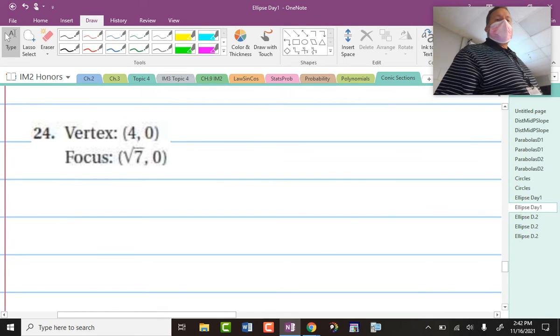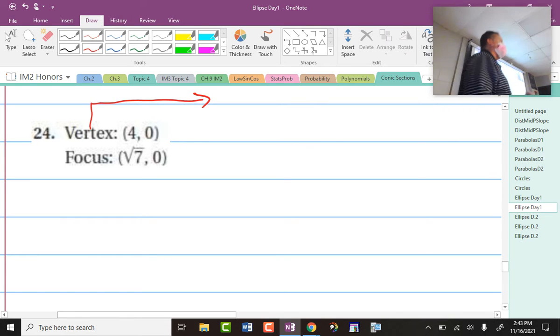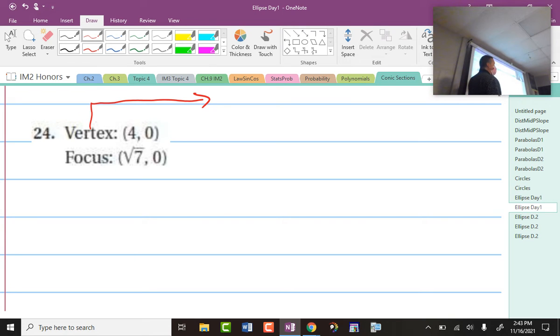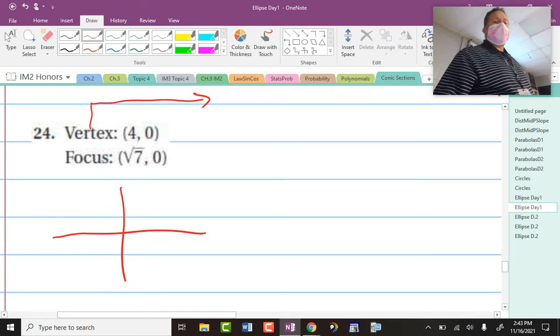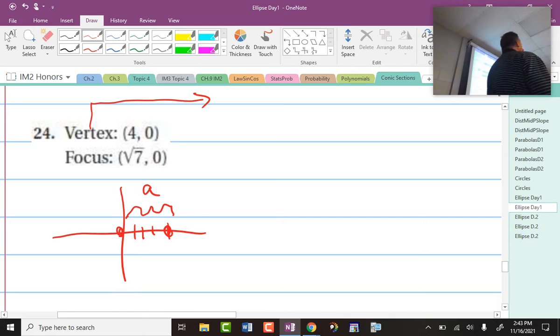Okay, which way is this going? Is it a short wide or a tall skinny? 3, 2, 1, go. That might be a tough question, but it's short wide. Why? Because the vertex is going which direction? Up, down, right, or left? Right. And also left. But this is the one that's given. So this is a, what is square root of 7 then? What letter? There's only 2 left, B or C.